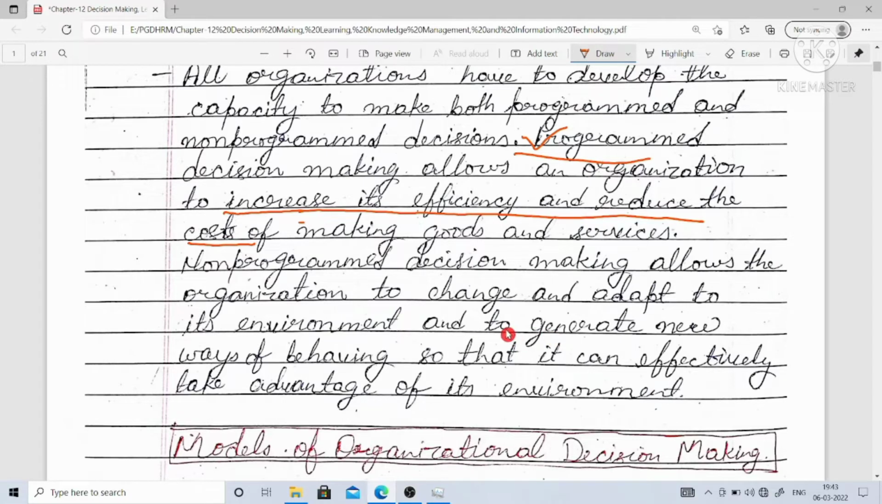Then to generate new ways of behaving so that it can effectively take advantage of its environment. Whenever the environment changes, new ways of behavior will be required to cope with those environmental changes. That's why non-programmed decision making helps to adapt to environmental changes.